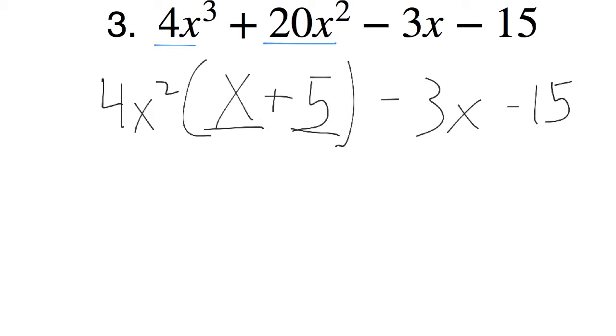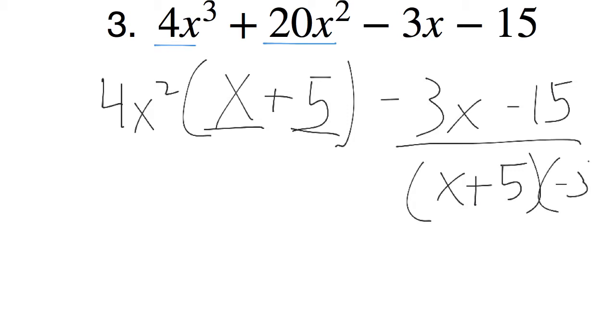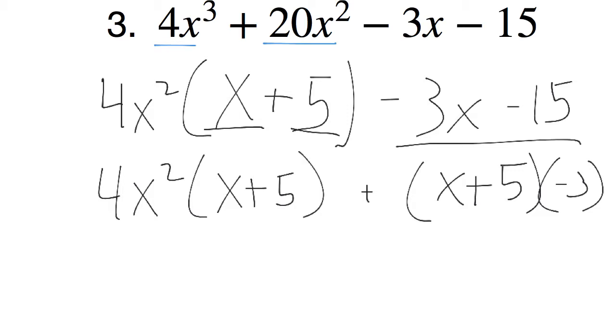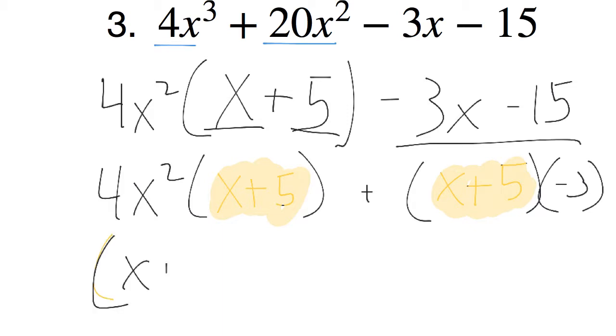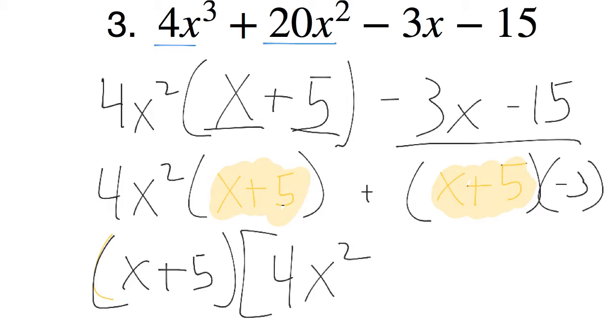You have to just ask yourself, x plus 5 times what gives you negative 3x minus 15, and that's going to be negative 3. And now x plus 5 becomes the factor that's in both terms. So I'll write x plus 5 and then x plus 5, let's see, and then we've got 4x squared minus 3.